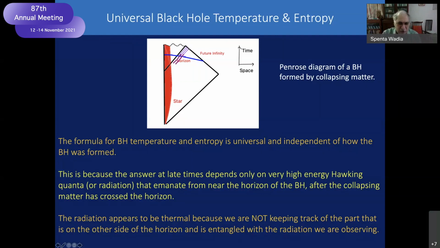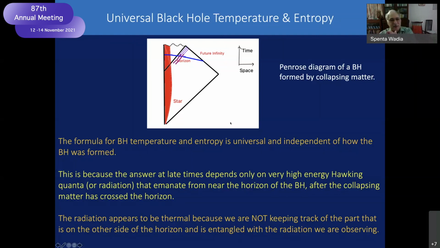Now, there's a very beautiful and lucid explanation of all this given in a recent talk by Edward Witten at the Madan Lal Mehta lectures of the TIFR. Okay, so black hole temperature and entropy is universal. Now, there's one more point. The radiation that comes out appears to be thermal. And it appears to be thermal because we are not keeping track of the part that is already on the other side of the horizon.